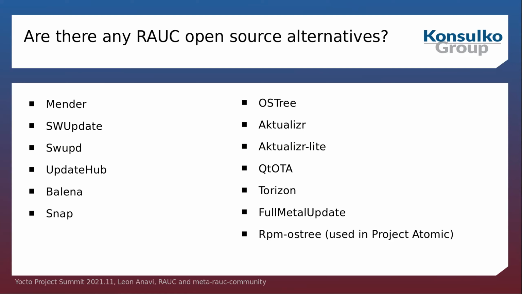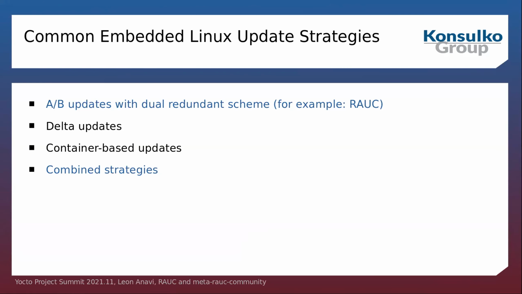As part of my job at Konsulko, I was involved in integrating OSTree initially in the meta-updater layer. Aktualizr-lite depends on OSTree. The same is valid for Qt OTA and Horizon. Basically, we can group all these open source products for updates in 4 different groups.